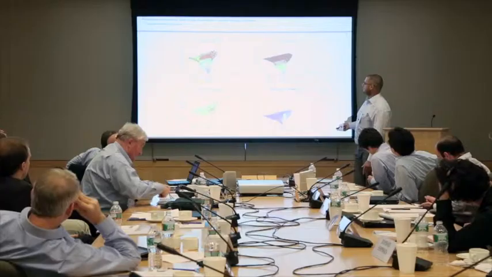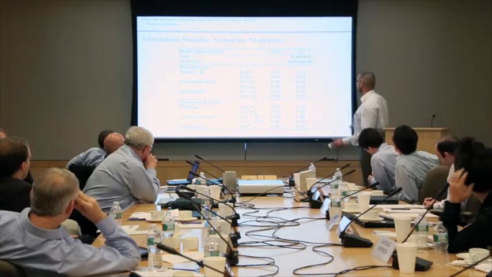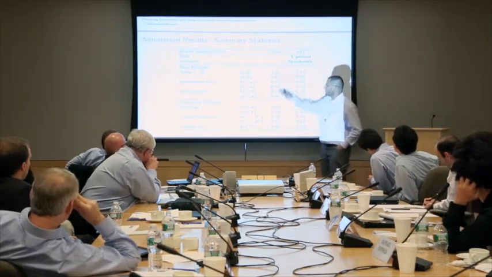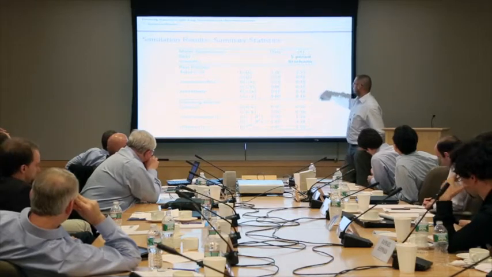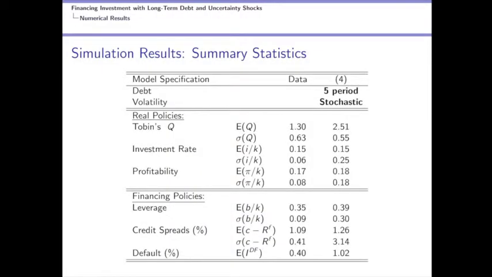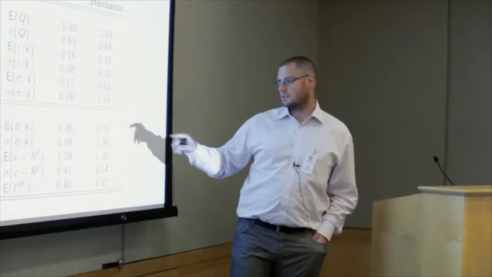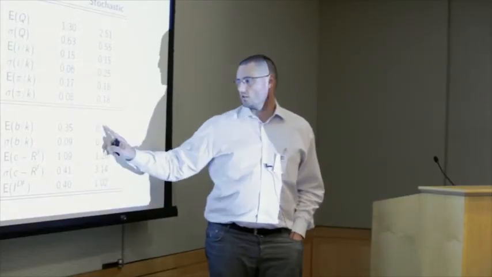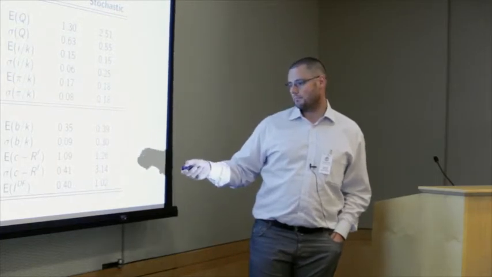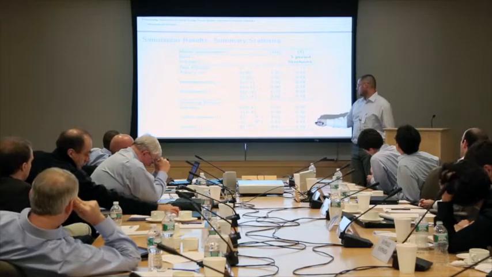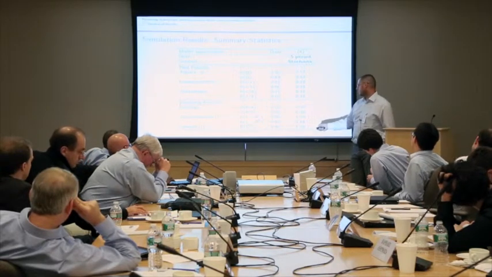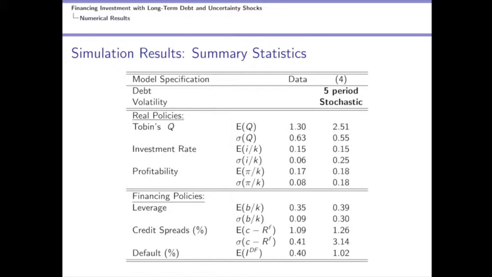Okay. So let me show you the interesting results. If you compare moments of the data with moments of the model, we see that we're roughly doing well on the real side. Of course, it's loose. I haven't computed all the statistics yet. Leverage is very close to the data. Credit spreads are 1% in the data with 0.4% default. We're pretty close with 1.26% credit spreads and 1% default. So we overshoot a bit here and a bit here.